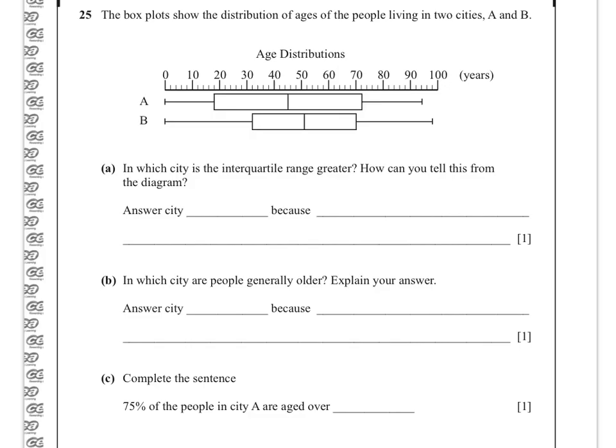So in a box plot, the interquartile range is the width of the box. So in which city is the interquartile range bigger? And it's A, because the box is wider.